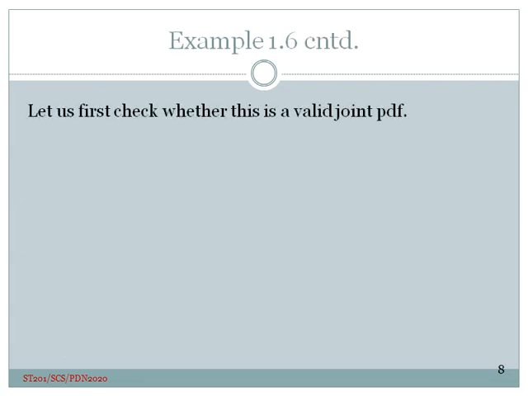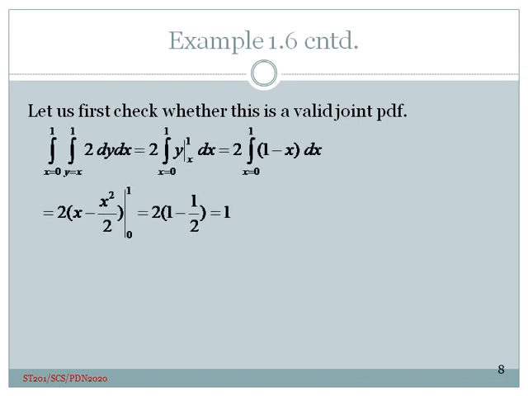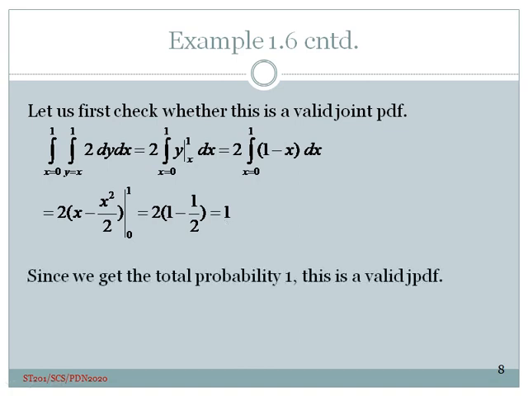Let us first check whether this is a valid joint PDF. We integrate the joint PDF first by y. The support of y is from x to 1. And then we integrate x from 0 to 1. Remember that since we have already taken care of the variable y, we integrate x from 0 to 1. If we do this integration, you will end up with the total probability 1. Hence, this is a valid joint PDF.